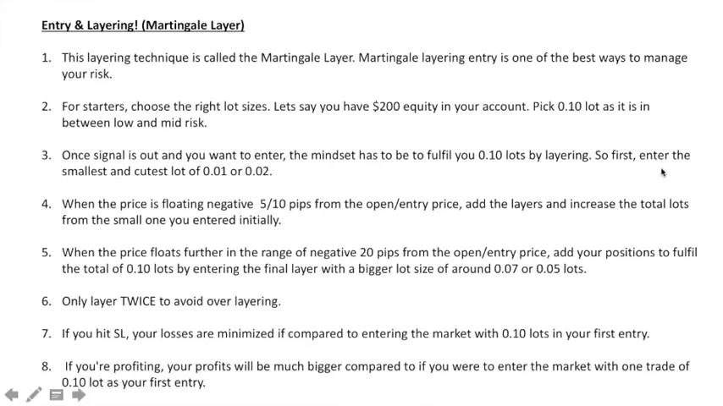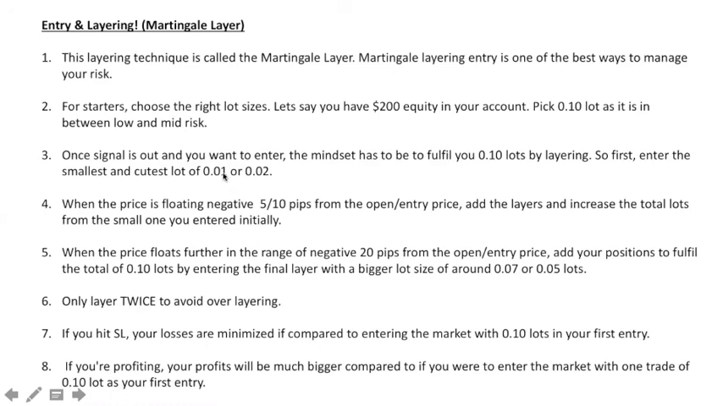So first, enter the smallest and cutest lot of 0.01. This is going to be your test run. The cutest lot size will be the test run. You put that 0.01 cent and 2 cent. When the price is floating negative about 5 to 10 pips, okay? Normally I take more than 10 pips, that means 100 pips. If the price is floating negative more than 100 pips, open another entry at the layer, increasing the total from the small one that you entered initially.